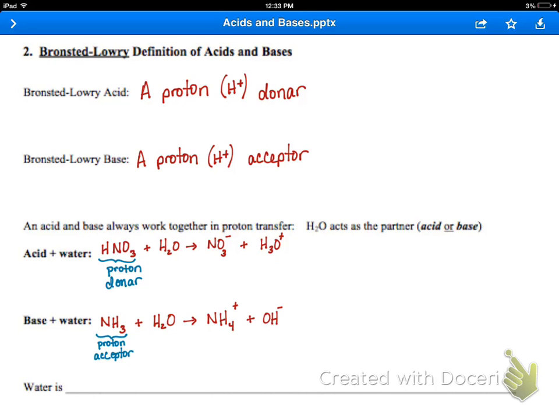So notice that water can do both things. It can act as a base when it's with an acid, and it can act as an acid when it's with a base. So the word we use for that is amphoteric. Water is amphoteric, and it can act as an acid or a base depending on the situation.